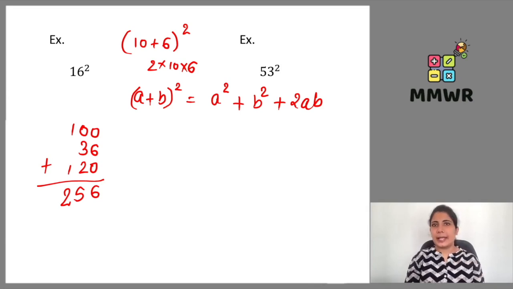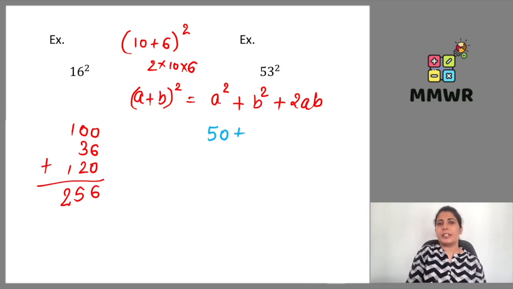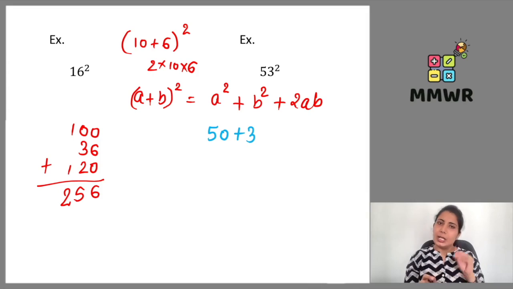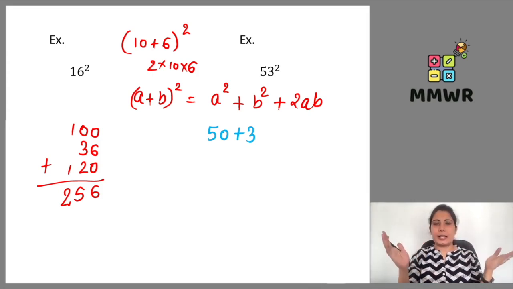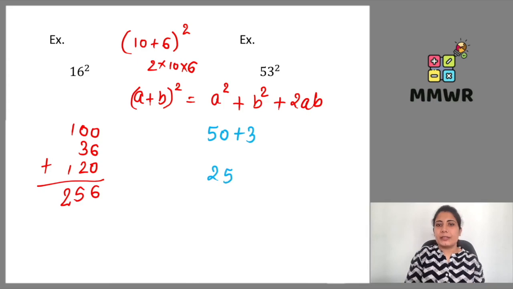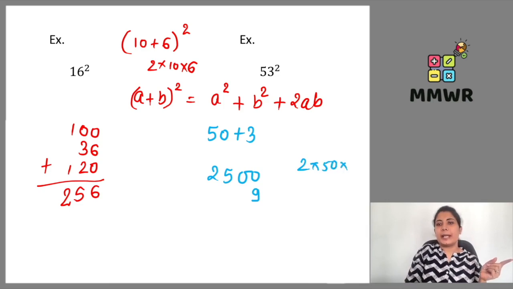Okay, let's apply it for the next number, 53. So you simply have to write 50 plus 3. I'm not asking you to put the bracket and the square as well, just to understand how we broke the number. So 50 square is 2500. Square of 3 is 9. And 2 multiplied by 50 multiplied by 3.